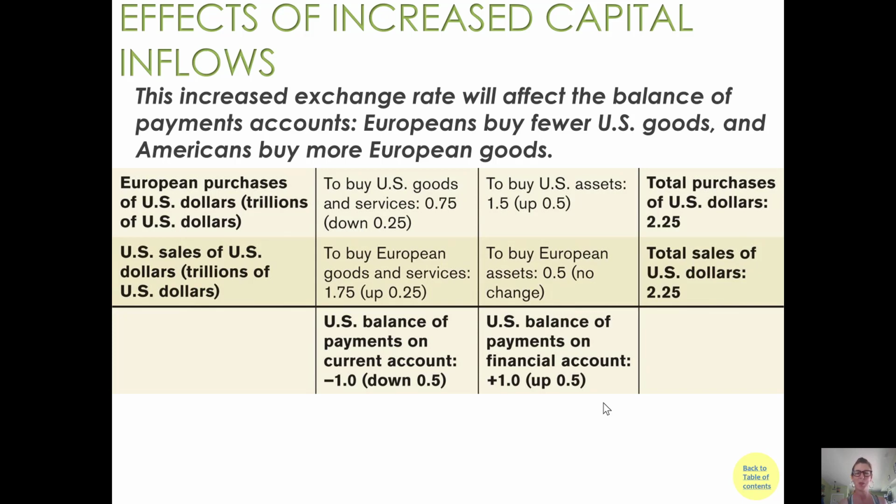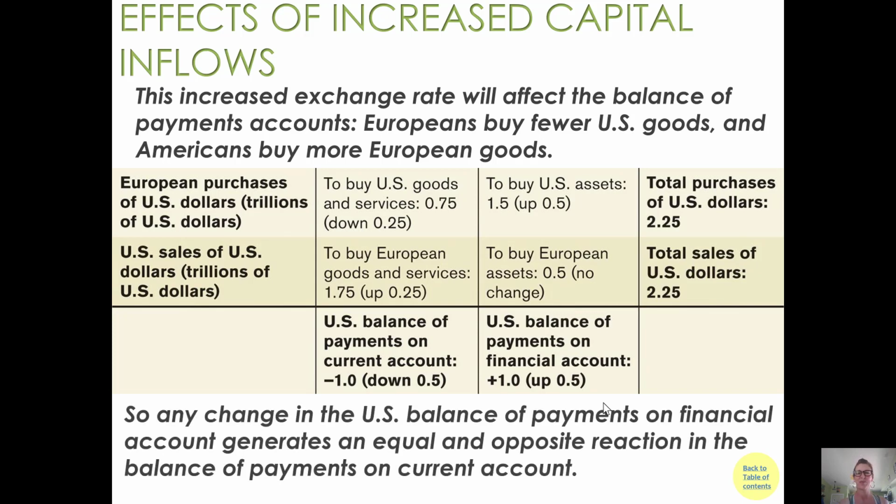Isn't global economics amazing? Any change in the U.S. balance of payments on financial account generates an equal and opposite reaction in the balance of payments on current account. This almost sounds like a law of physics.